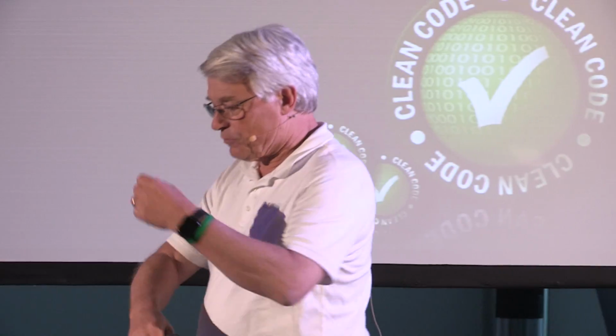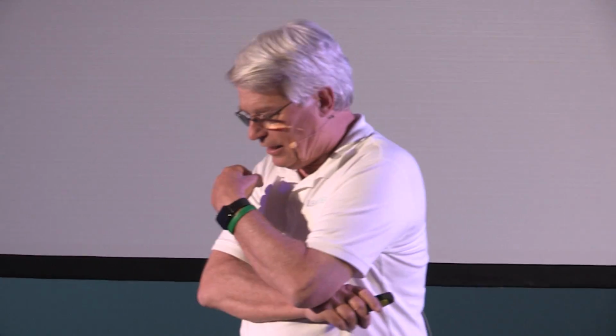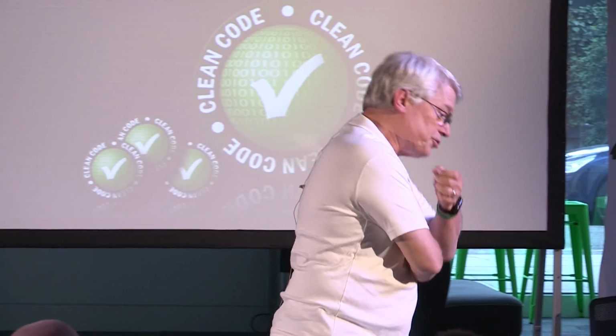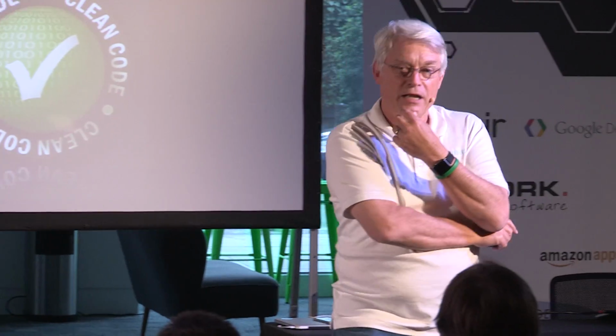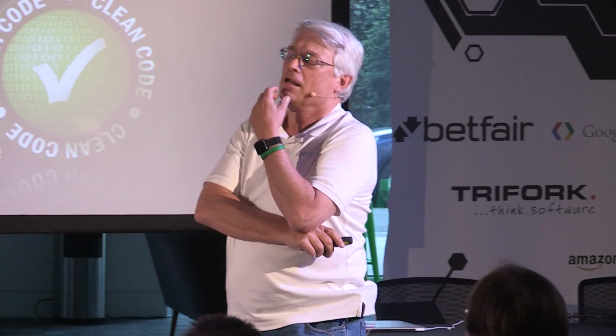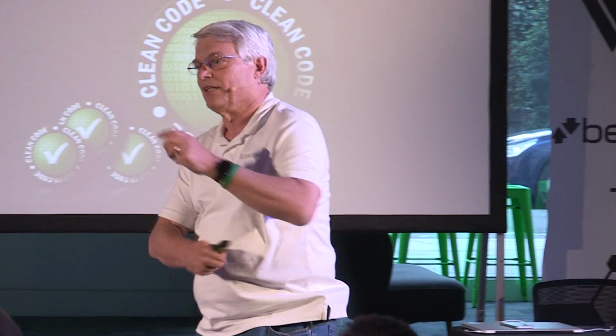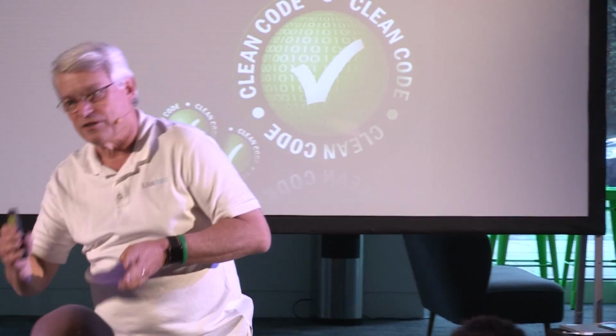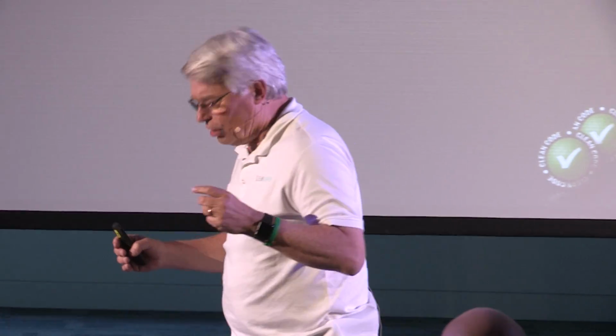Brad Cox was a Smalltalk programmer, and he was forced to program in C, and he didn't like C, so he wrote a little preprocessor in front of C, which made it look like Smalltalk, and he called it Objective-C. Bjarne Stroustrup was a Simula programmer, and he was forced to program in C, and he didn't like programming in C, so he wrote a little preprocessor in front of C, and he called it C with classes.